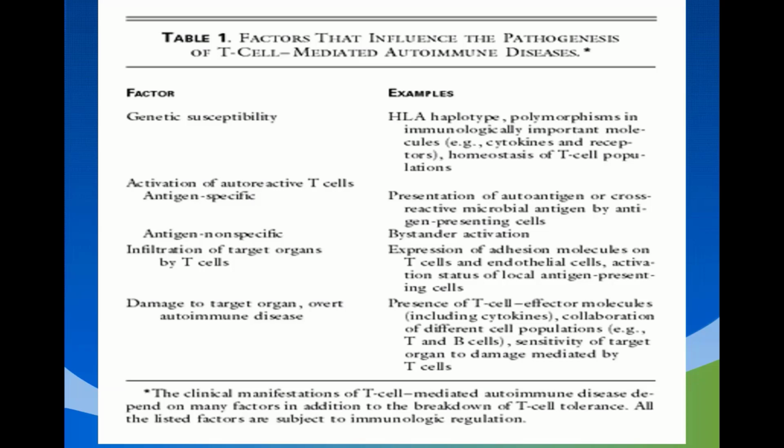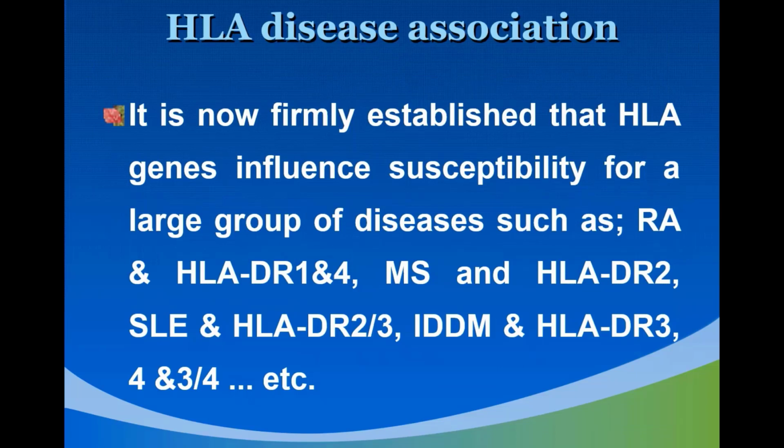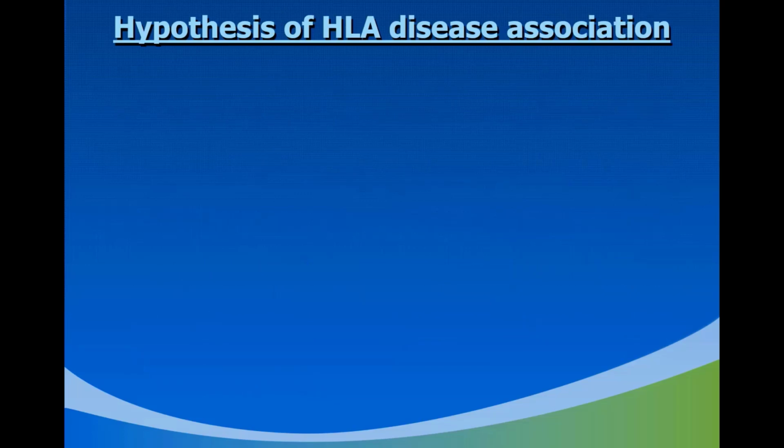The factors that influence the pathogenesis of T-cell mediated autoimmune diseases are genetic susceptibility, activation of the autoreactive T cell by antigen-specific antigen, non-specific infiltration of the target cells, and damage to the target. HLA disease association: it is now firmly established that HLA genes influence susceptibility to a large group of diseases such as RA, HLA-DR14, MS, and HLA-DR2, SLE.